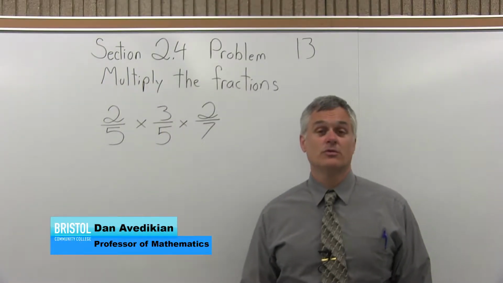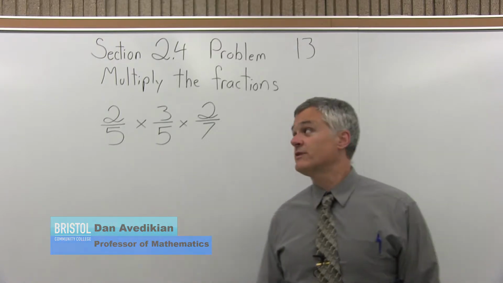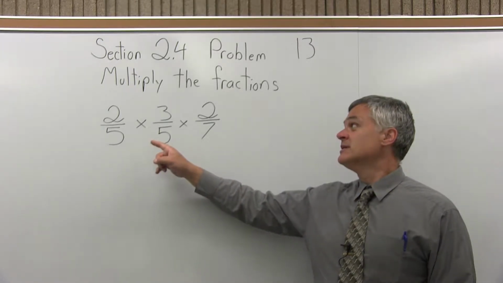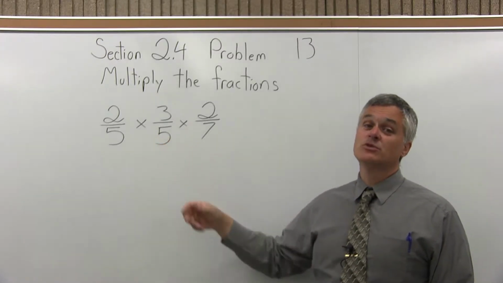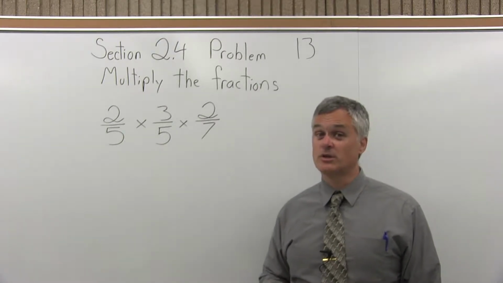This is Section 2.4, Problem 13. It says multiply the fractions. We have 2/5 times 3/5 times 2/7. So we have three fractions to multiply together.